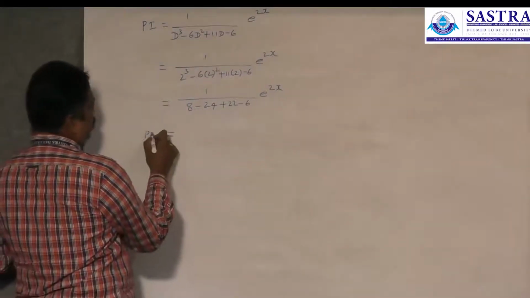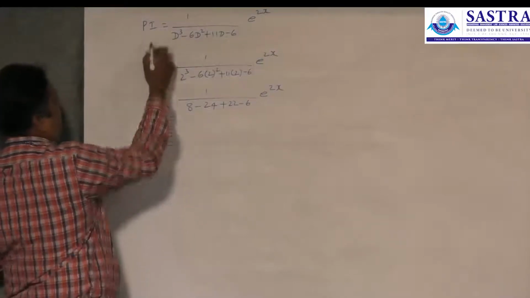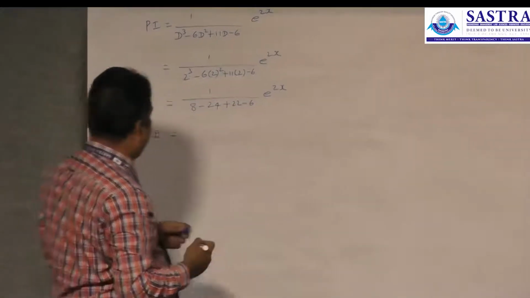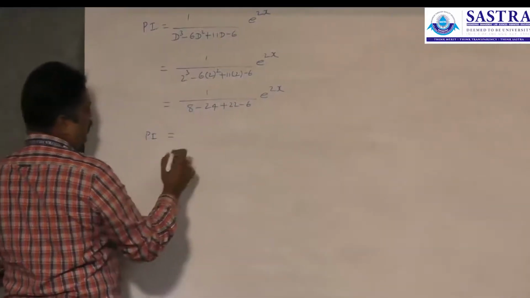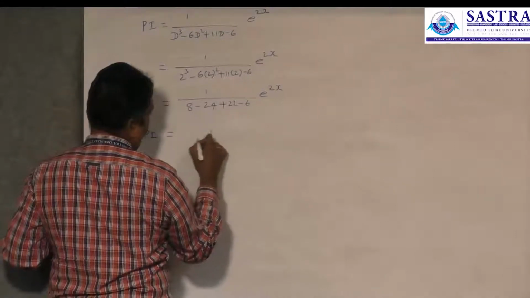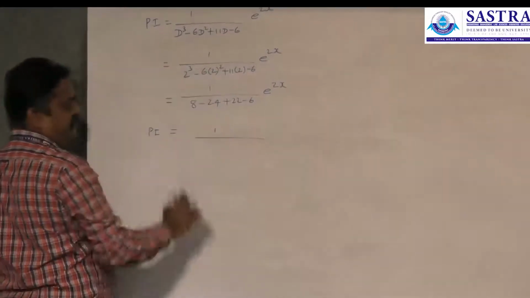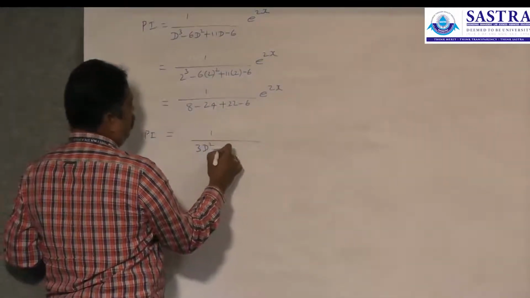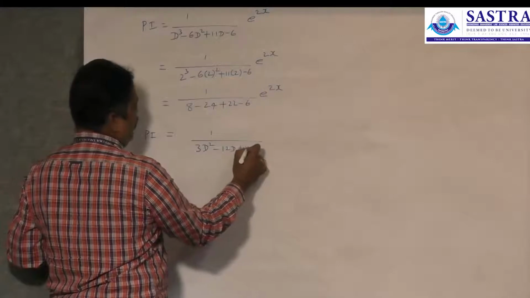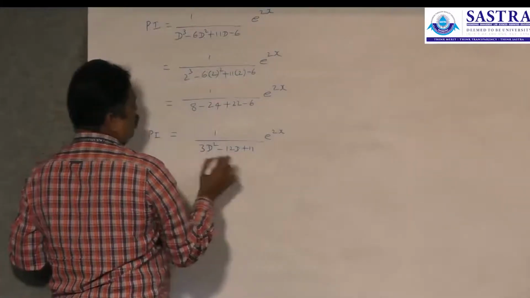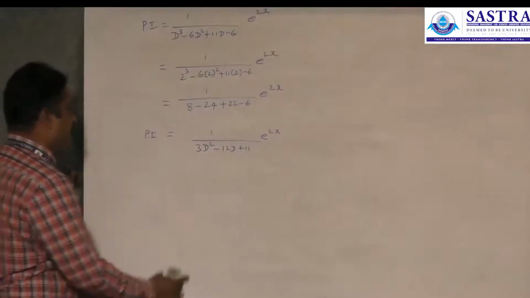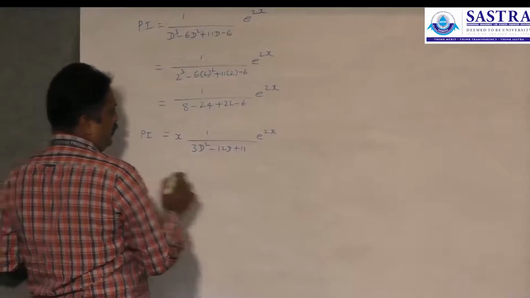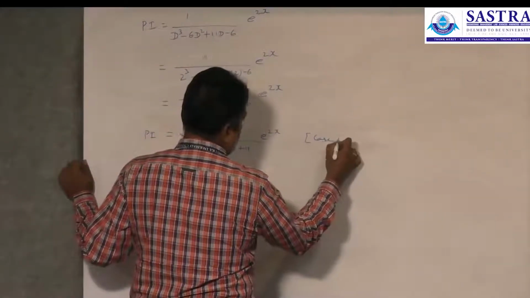So particular integral. Here the denominator becomes 0. Therefore, in order to get the particular integral, we have to differentiate the denominator with respect to d. On differentiating the denominator with respect to d, we get 3d square minus 12d plus 11, e power 2x. So whenever we perform differentiation, we have to multiply one x to the numerator simultaneously. Actually this is a case of failure.